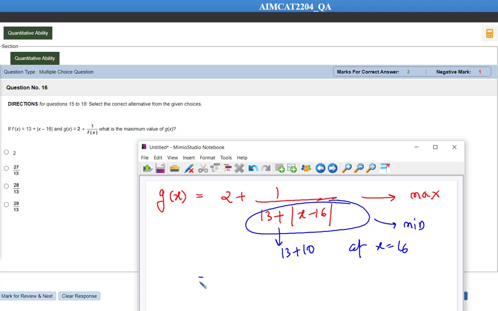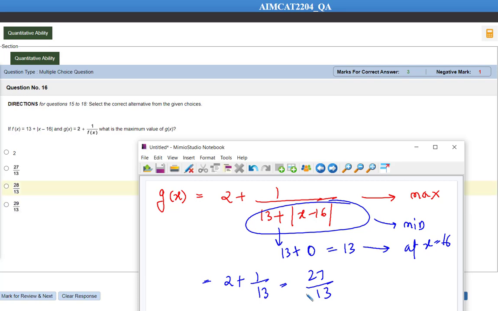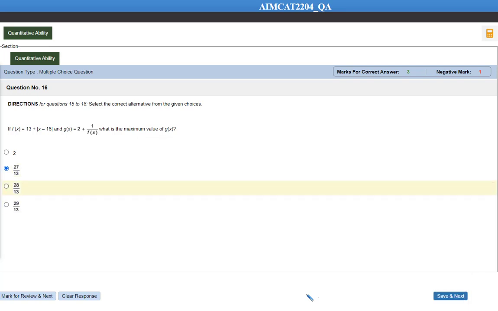Okay, so our answer is going to be how much? 2 plus 1 divided by 23. Oh sorry, no, one second, let me correct this. The minimum value of the denominator is 13 plus 0, that is equal to how much? 13, and this happens at x is equal to 16. Okay everyone, so this is going to be how much? 2 plus 1 divided by 13, that is equal to 27 by 13, which is the maximum value that g of x can take. Okay, 27 divided by 13.